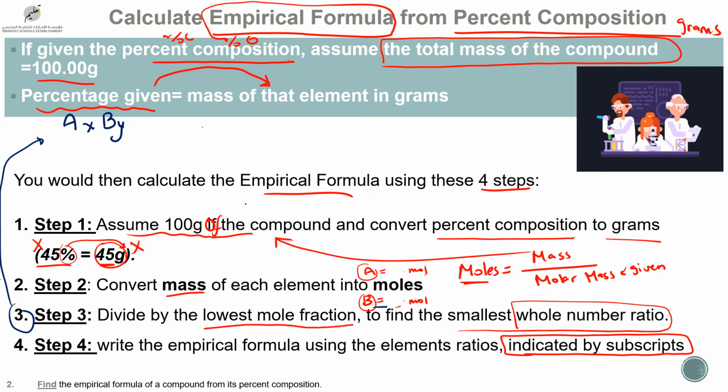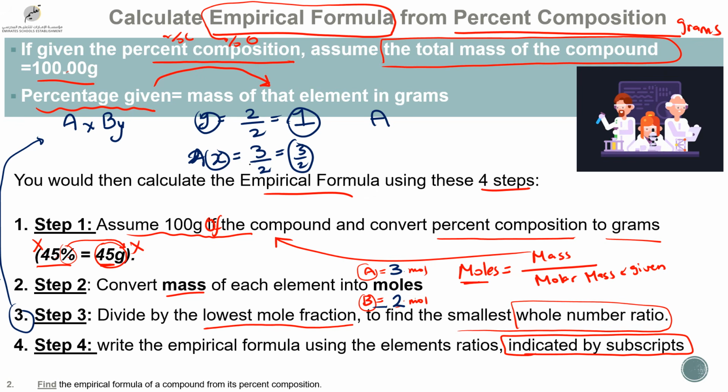So imagine the number of moles you get for A is actually 3, and the number of moles you get for B is actually 2. Imagine this. So if we go for Y, it will be 2 divided by 2, which is 1. If we go for X, it will be 3 divided by 2, which is 3 over 2. Okay, it's the same thing. So now this is your X and this is your Y. So you will write A, what's the X? 3 over 2, and B, 1. We can't write something like this in the subscripts.